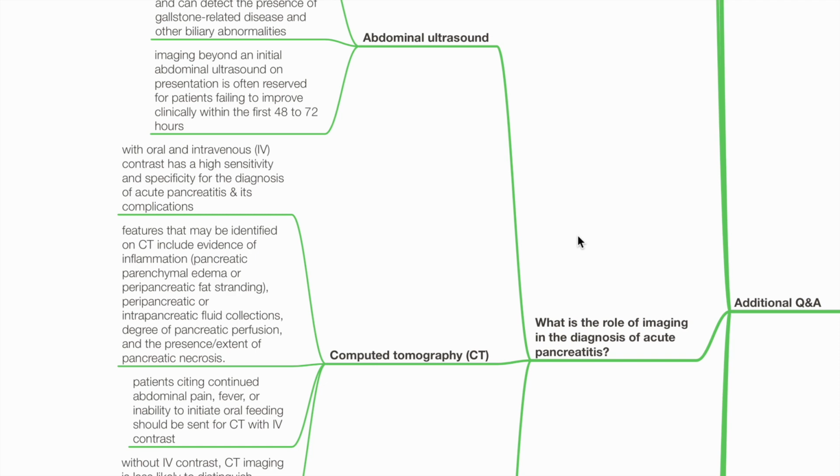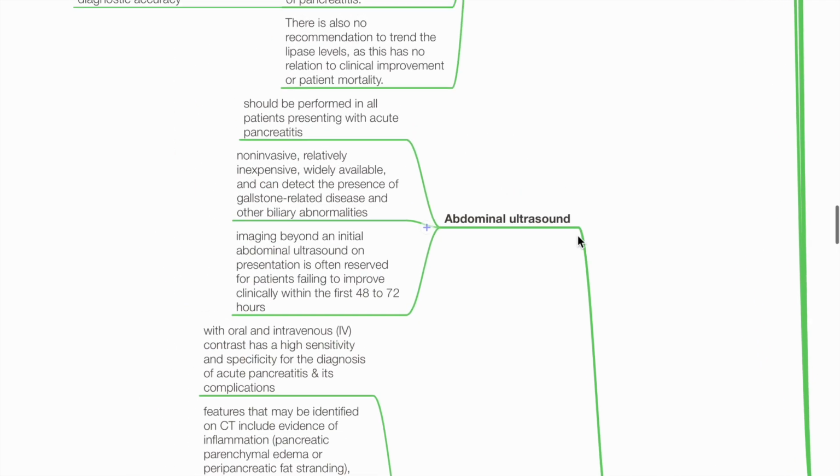What is the role of imaging in the diagnosis of acute pancreatitis? Abdominal ultrasound should be performed in all patients presenting with acute pancreatitis. It is non-invasive, relatively inexpensive, widely available, and can detect the presence of gallstone-related diseases and other biliary abnormalities.